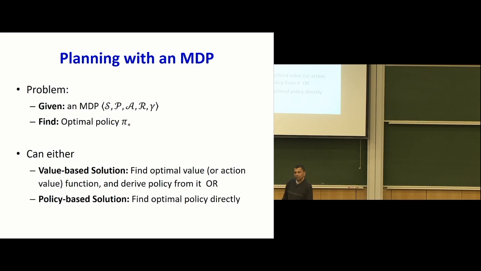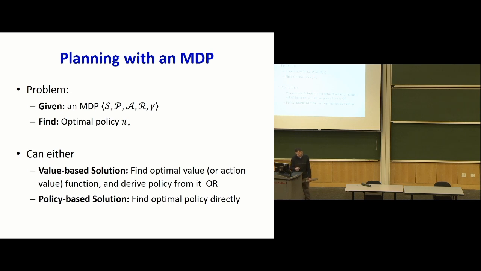Now, there are two ways of dealing with it. You can have a value-based solution. What I mean by a value-based solution is you can find the value of every state under the optimal policy, and then based on those values, go back and find the policy. It turns out you can find the values without knowing the policy. So you can find the values first and then compute the policy. Or you can compute the policy directly, in which case you really don't know what the values are, you just find the policy directly, right? So let's look at how we would do this value-based planning.